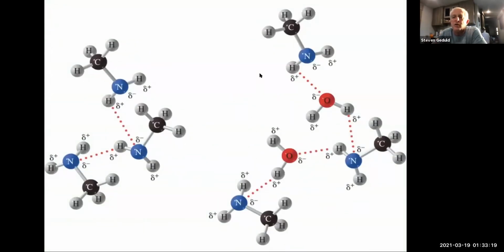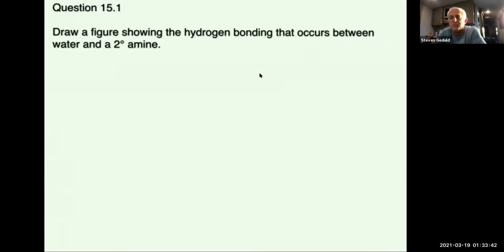Okay. And this is the same thing we have with water or alcohols. We have the delta plus here for the hydrogens, and then the delta minus for the nitrogen, and you get a bond of attraction. You get a hydrogen bond attraction. Just like with water, you have the hydrogen bonding. Okay, so amines are soluble in water. Low molecular weight amines can be soluble in water because they'll bind with water because of the hydrogen bonding.